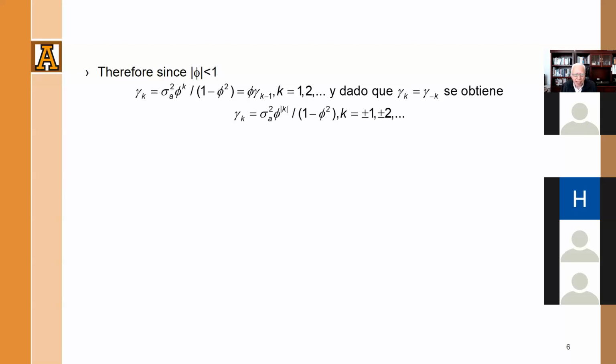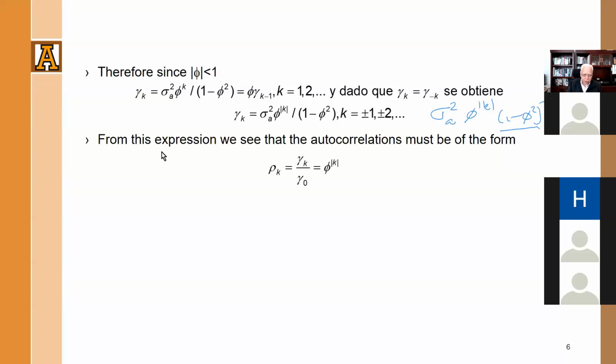So I can write down gamma sub k, the autocovariance of lag k, as sigma squared sub a, which is the variance of the a_t's, times phi to the k, divided by 1 minus phi squared. Or you can write it as sigma squared sub a times phi to the absolute value of k, times (1 minus phi squared) to the minus 1. That'll be the covariance. And I can write it like this because phi is less than 1 in absolute value.